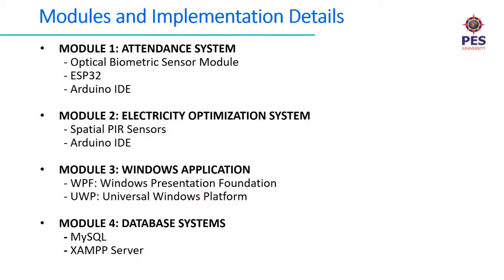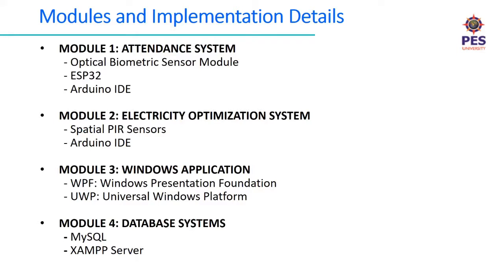So here are the actual hardware products which we've used in each of the modules. As far as the attendance system is concerned, we use a biometric sensor module which is capacitive. The reason we've opted for a capacitive sensor is because it ensures the integrity of each of the fingerprints being taken, and despite there being any pen marks or any sort of marks on the fingers, the attendance is taken cleanly.